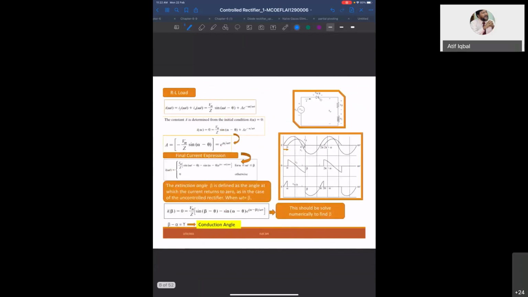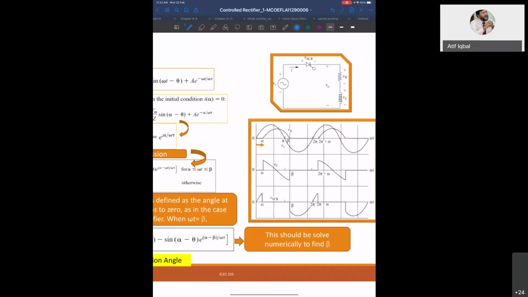Now, let us see the same half wave rectifier with RL load. What will happen if it is an RL load? As you know, if you have an inductor, the current cannot drop to zero suddenly. It takes some time for the current to drop to zero. So even if your voltage is zero, there will be some current that will flow through the inductor.